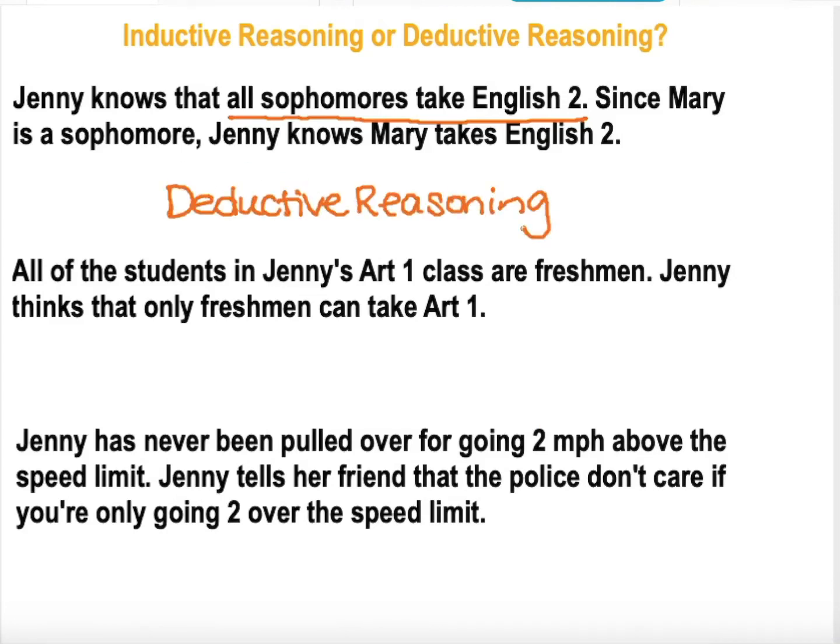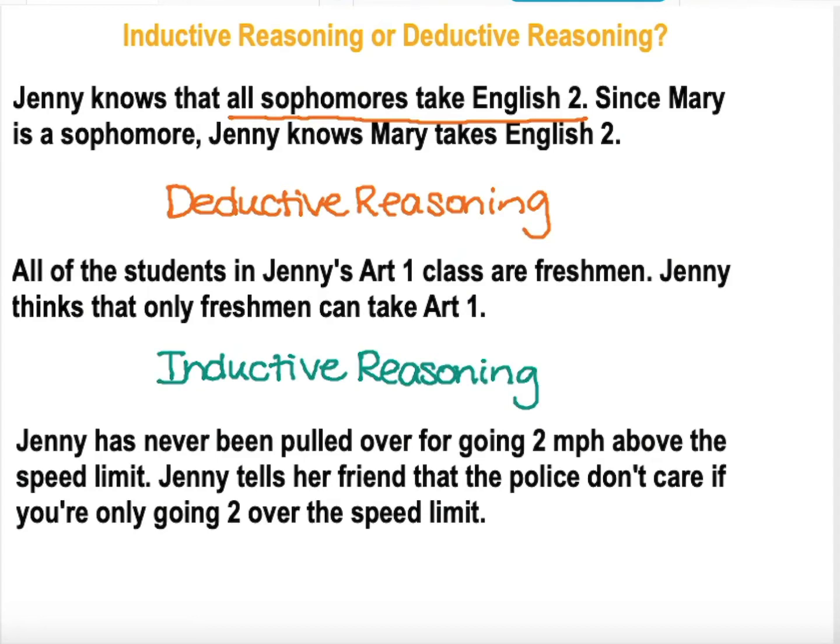All of the students in Jenny's Art 1 class are freshmen. Jenny thinks that only freshmen can take Art 1. She didn't read that rule anymore. She was kind of just observing that everyone in her class was a freshman, so she made the conclusion, and she might be right, that only freshmen can take Art 1, but she was using her observation, so that's inductive reasoning.